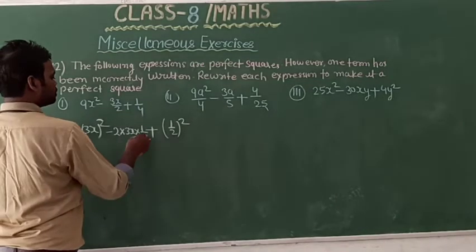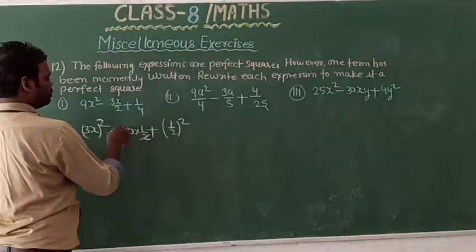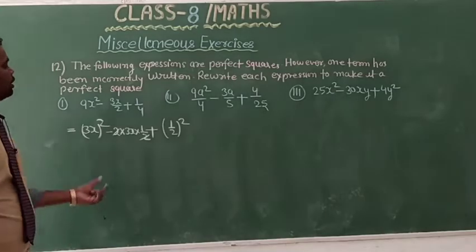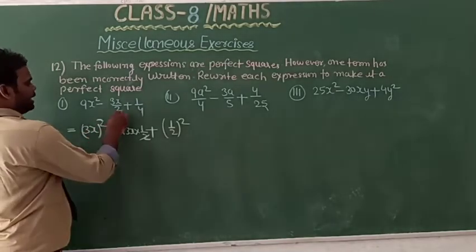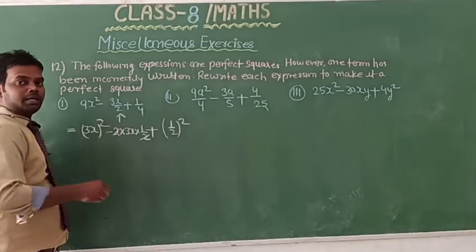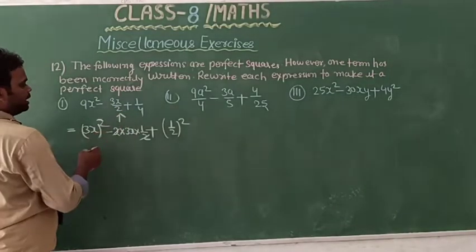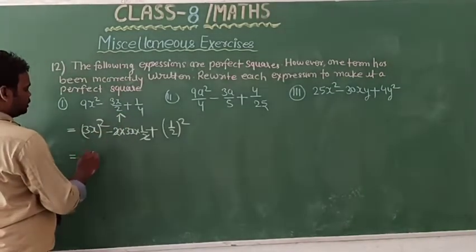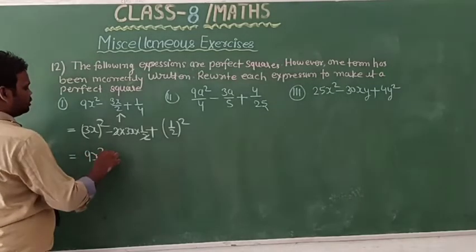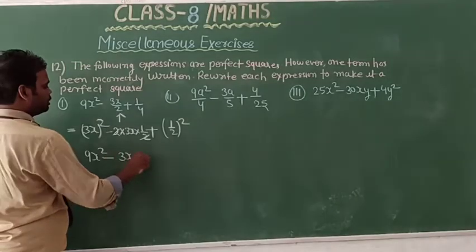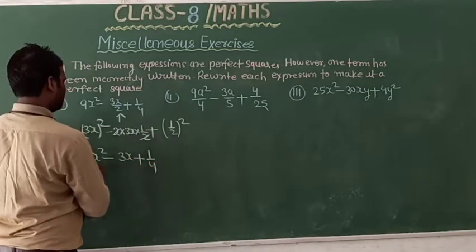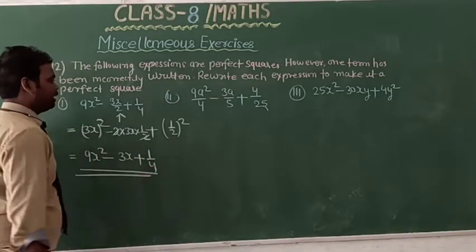Okay, so here we can cancel 2 and 2. So here we can find out the second term is incorrect. Okay, so its correct form is 9x square minus 3x plus 1 upon 4. So this is the correct term.